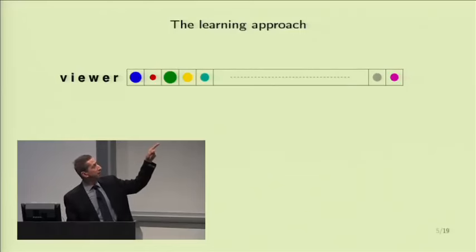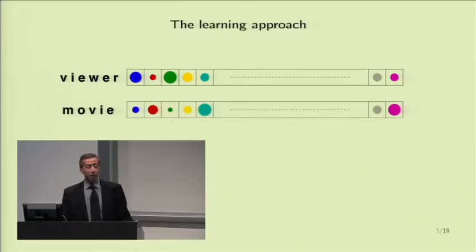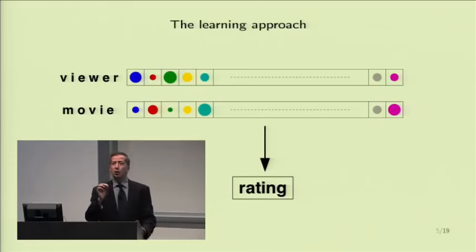So this vector will be different from one viewer to another. For example, one viewer will have a big blue content here, and one of them will have a small blue content depending on their taste. And then there is the movie, and the movie will have different contents that correspond to those. And the way we said we are computing the rating is by simply taking these and combining them and getting the rating. Now, what machine learning will do is reverse engineer that process.